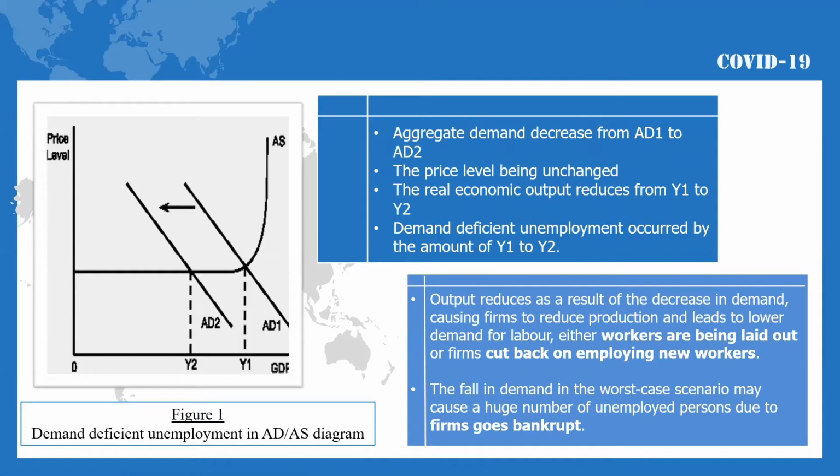In the worst case scenario like the COVID-19 pandemic, the fall in demand will cause a huge number of unemployed persons because firms go bankrupt, such as the Shen Hotel in Ipoh, which announced it would shut down its business by the end of May this year. And next, I will pass to the next person.